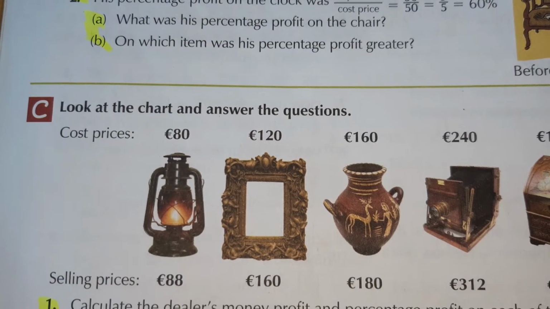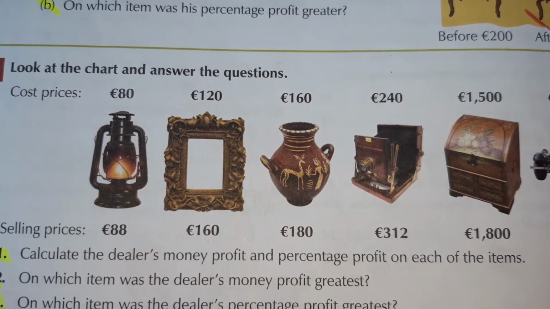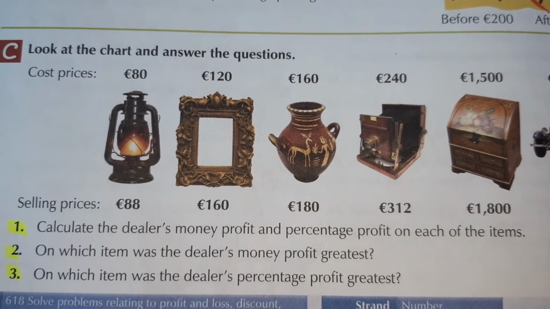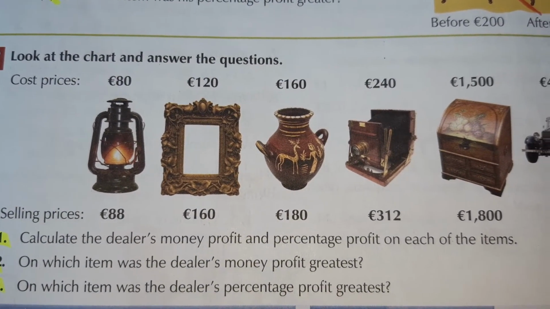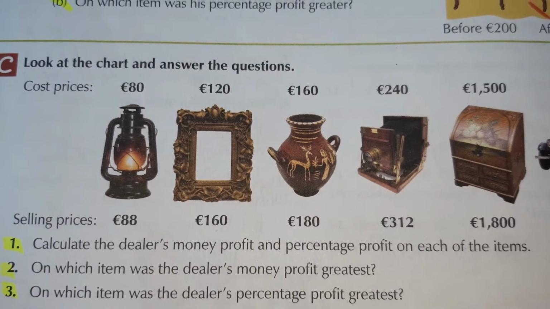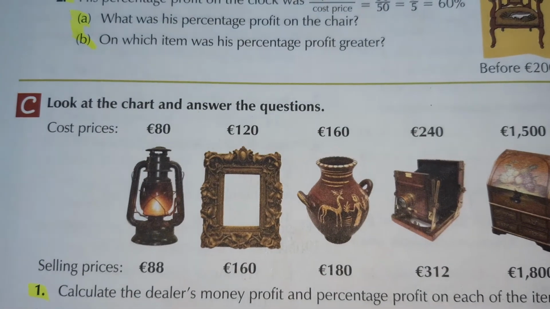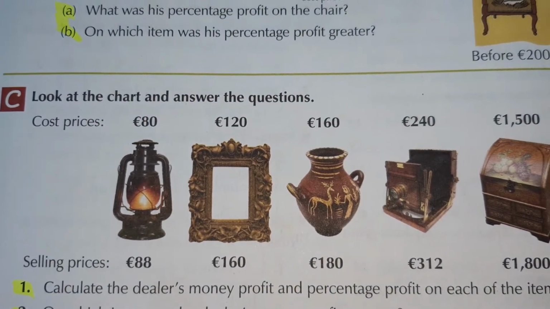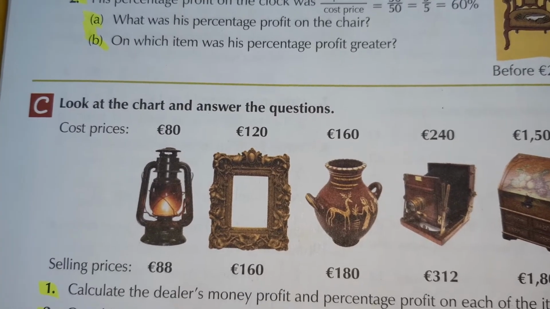So this bit below in part C is look at the chart and answer the question. You can see all these items. The cost price is above and the selling price is below. It says calculate the dealer's profit and percentage profit on each item. Okay, so that's easy enough. So look at the first one, the lamp. He bought it for 80 and he's selling it for 88. So his money profit is €8.